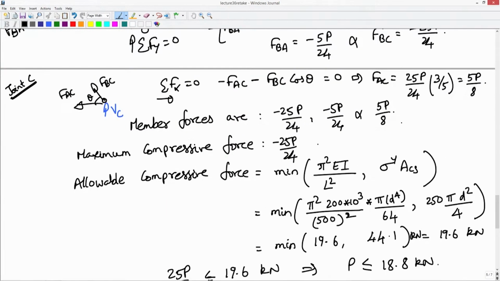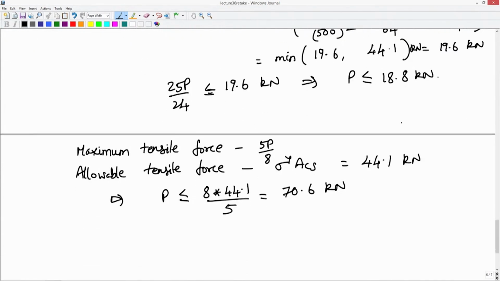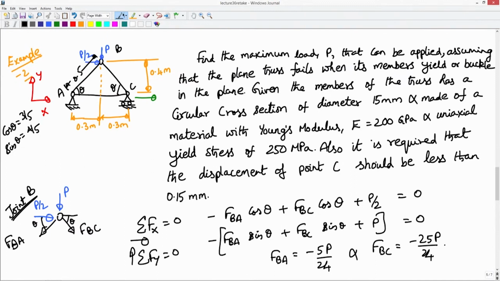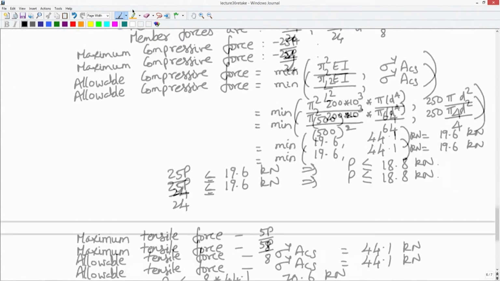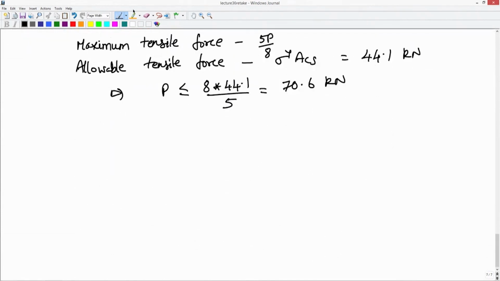the deflection at C must be less than 0.15 mm. Now, to find the deflection of this point, this member is a horizontal member. So, whatever this member elongates will be the displacement of the point C. So, you are interested in finding the elongation of member AC. What is the elongation of member AC given a force? We saw that in a previous lecture when we did axial members.